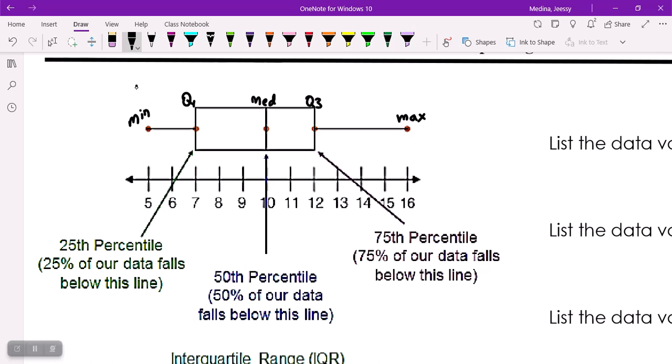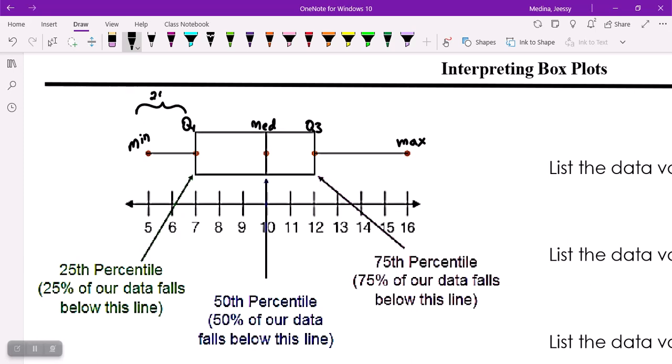From the minimum to Q1 is going to be 25% of the data. So if you interviewed 100 people, 25 data points are in this section. Clear? From Q1 to the median is another 25% of the data. So if you interviewed 100 people, 25 of that information is there. So each of these contains 25% of the data.